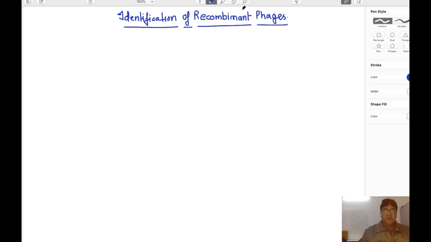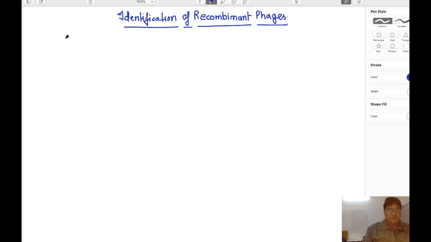Hello everybody. So today I am going to deal with a fresh topic, and that is the identification of recombinant phages. We all know phages are the viruses which infect bacteria. Say for example Lambda phage, T even phage or T odd phage series are there. But here we are talking about recombinant phages. What are actually these recombinant phages?